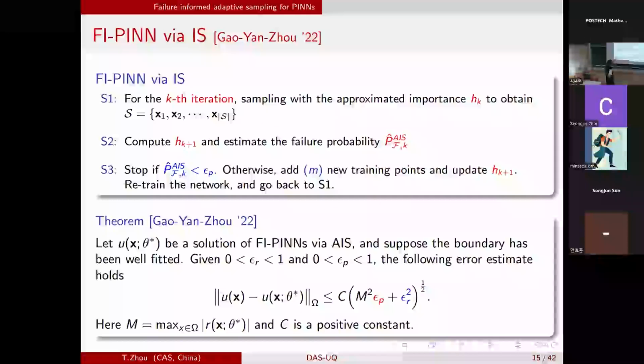I just suppose the boundary has been well fitted, because I simplified the derivation. I just want to show you the idea. Actually, for the boundary term, you have to do the same thing for adaptivity. So I just assume that the boundary has been well fitted, and then consider only the equation term. You have to do the same thing for the boundary.